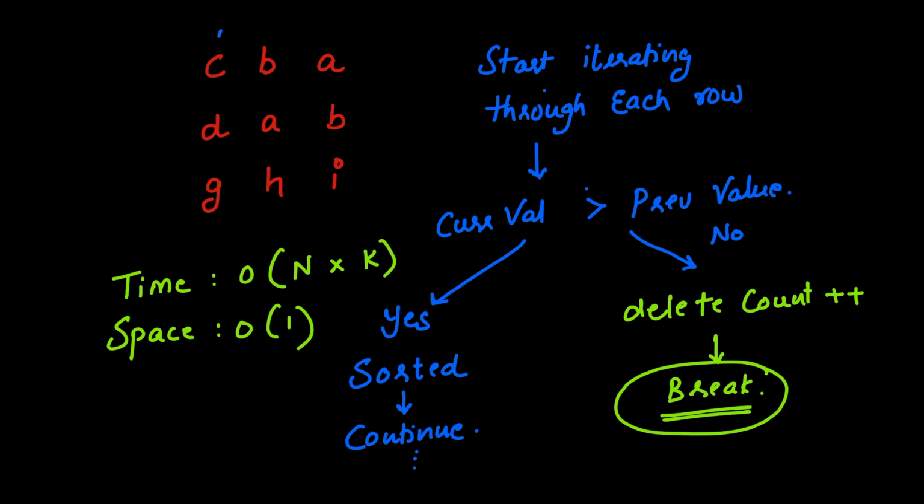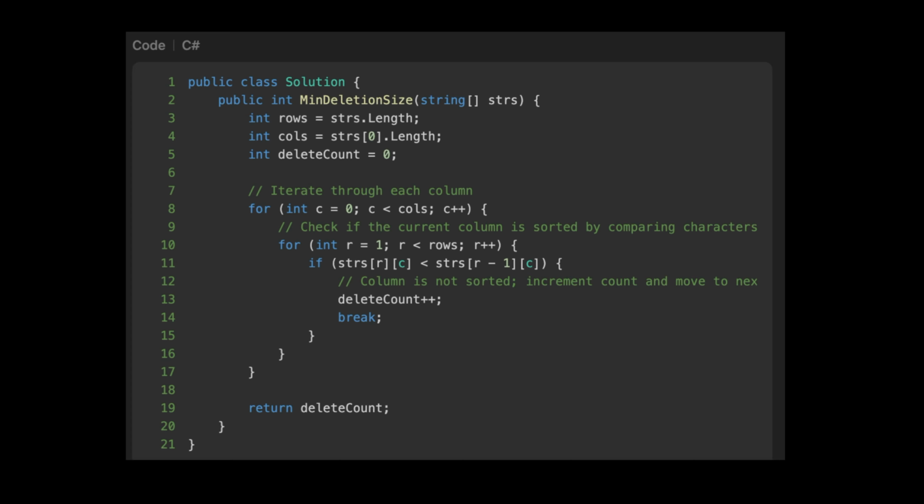Let's walk through its C# implementation. In this C# implementation, I've initialized a few variables to record the number of columns, rows, and the delete count variable. After that, I'm running two nested for loops to iterate through all of the characters, where the outer one is the one that's running on the column level.